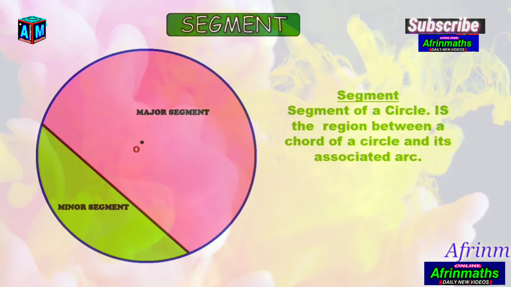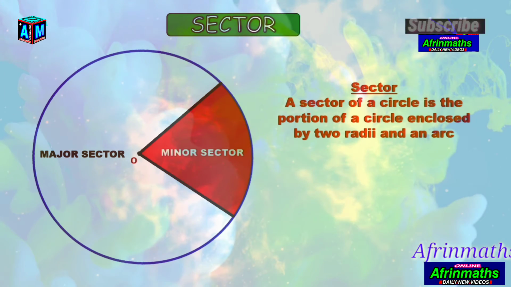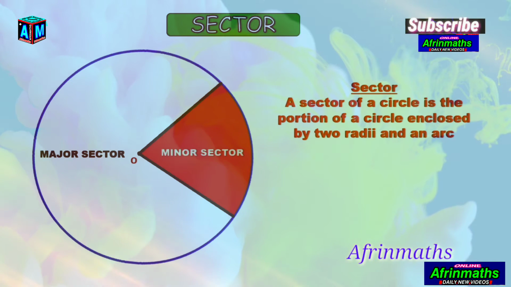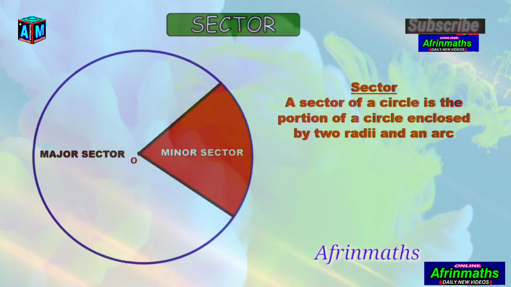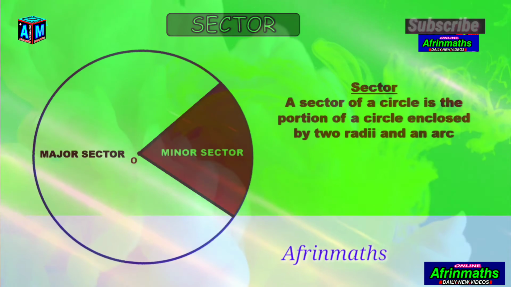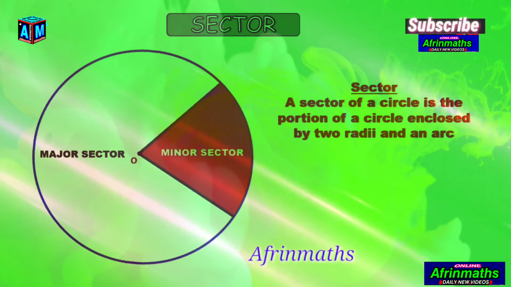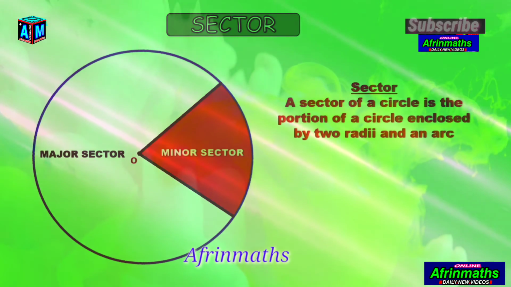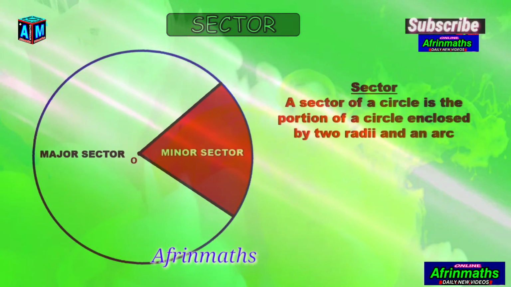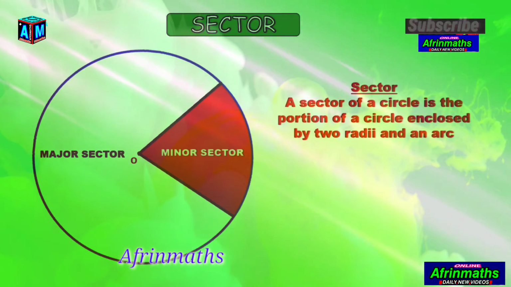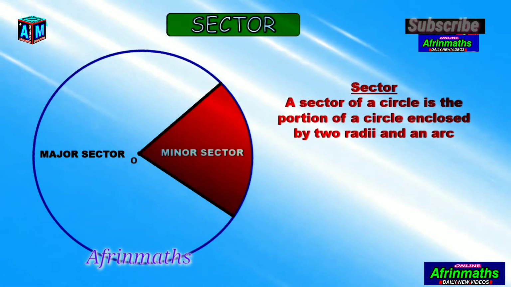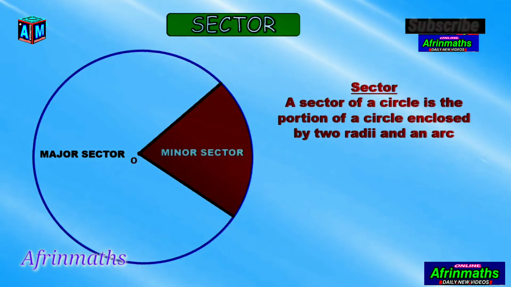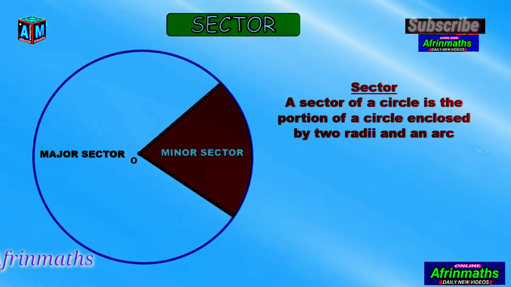Now moving to the next property, sector. A sector of a circle is the portion of a circle enclosed by 2 radii and an arc. If we draw 2 radii in a circle, the portion between these 2 radii and the arc, we call that a sector. Again, we have 2 types of sector, minor sector of smaller area and major sector which is of larger area.